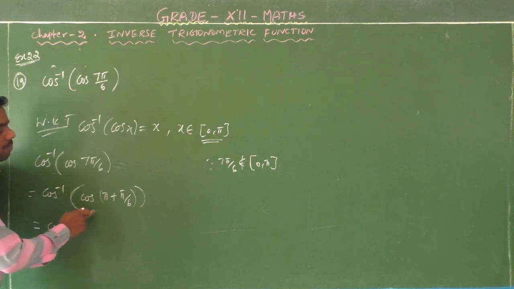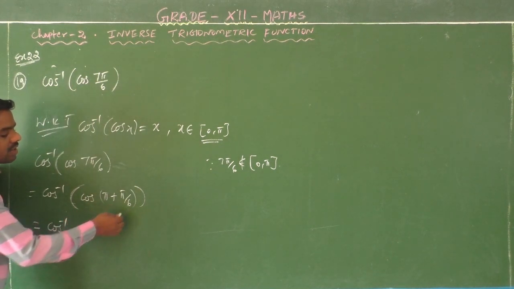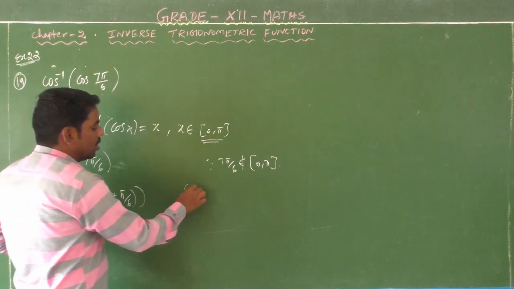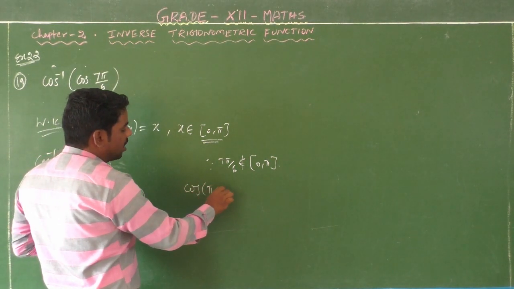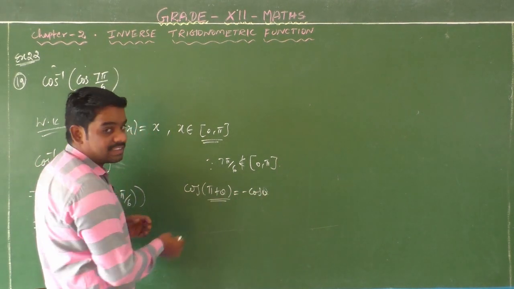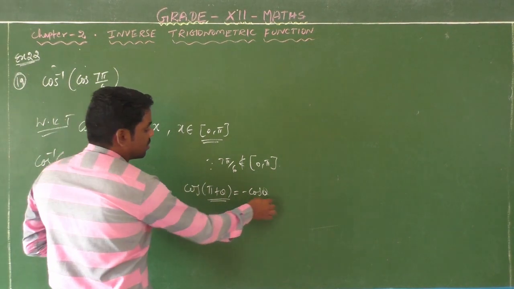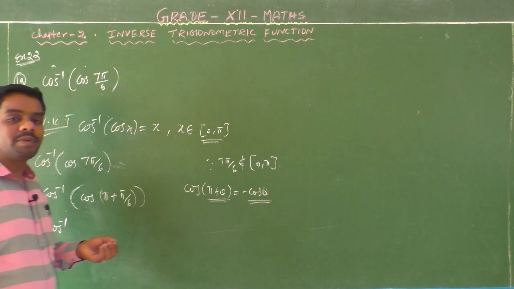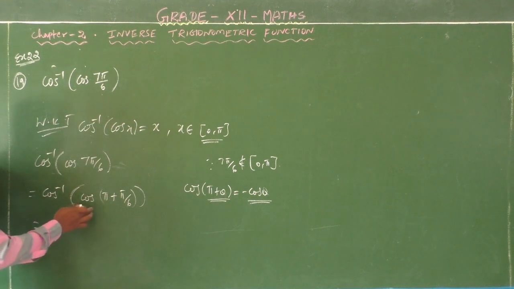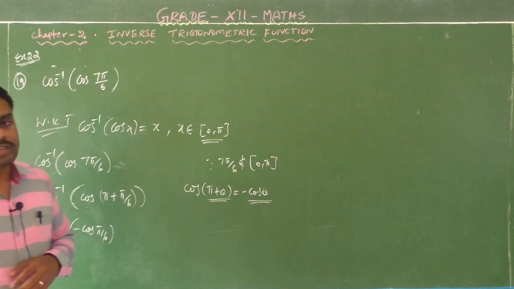Cos inverse of cos of pi plus pi by 6. Pi plus pi by 6 is in the third quadrant. You know the formula: cos of pi plus theta is equal to minus cos theta. This value pi plus theta lies in the third quadrant, so cos is negative, so minus cos theta. Here cos of pi plus pi by 6 is minus cos pi by 6.